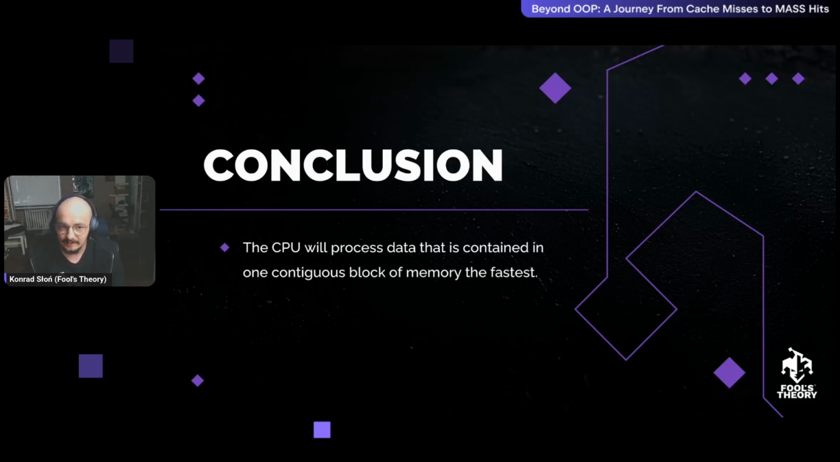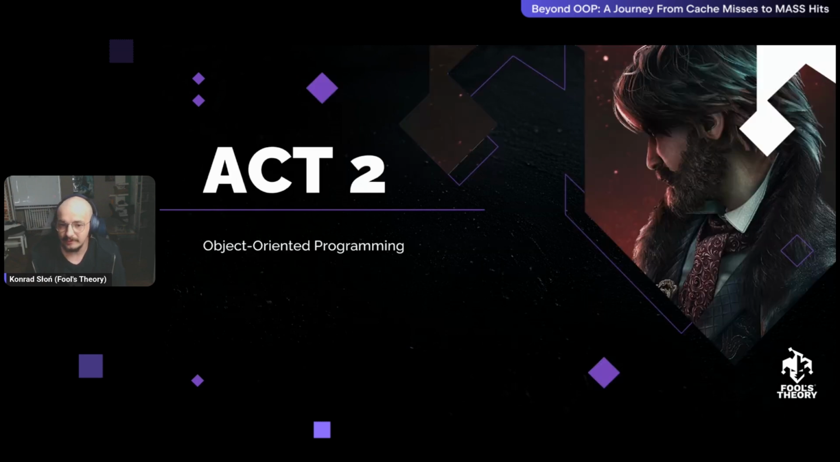So the conclusion from this introduction is that the CPU will process data contained in one continuous block of memory the fastest. You want to have data next to each other to have the most performant way to process data. Keep that in mind, because now we are going into object-oriented programming, which I think is the most common approach to programming, and we want to see how that memory is stored by that paradigm.